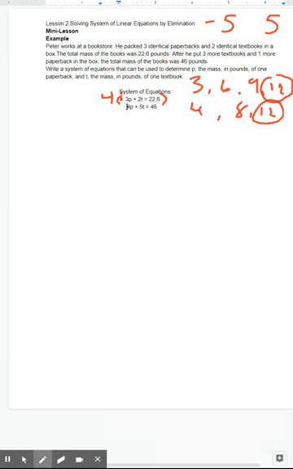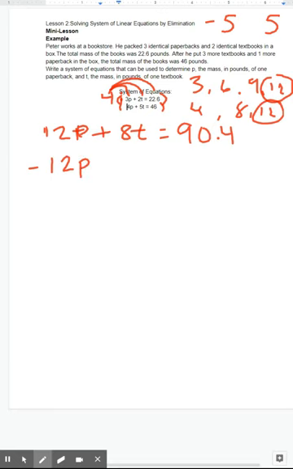And now that I found what I need to multiply the equation by, I need to distribute the 4 with everything inside the equation. So that means 4 times 3p, which gives me 12p. 4 times 2t, which gives me 8t. And 4 times 22.6, which gives me 90.4.